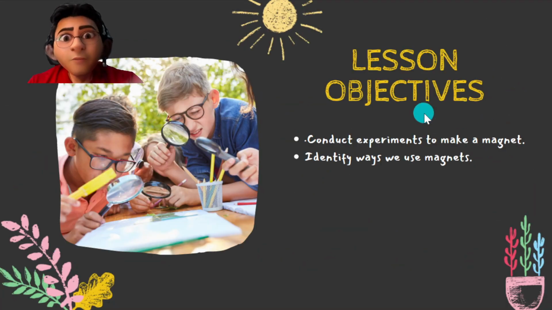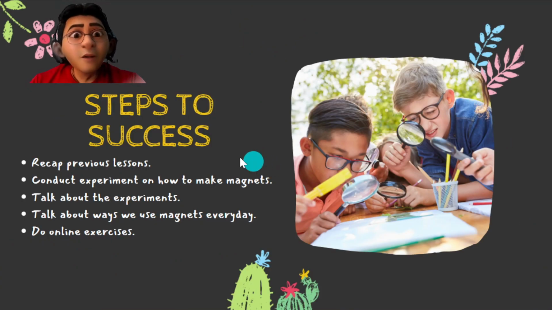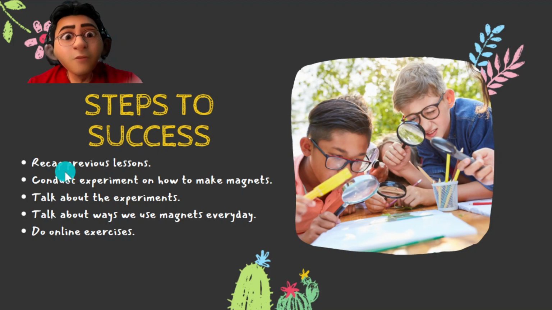Our objective today is to conduct experiments to make a magnet, and to identify ways we use magnets in our daily life. Now, what shall we do in this video? One is to recap the previous lesson. Second is to conduct experiments on how to make a magnet. Third is to talk shortly about the experiments and talk about ways we use magnets every day. And after that, you can do the online exercises that I have provided.